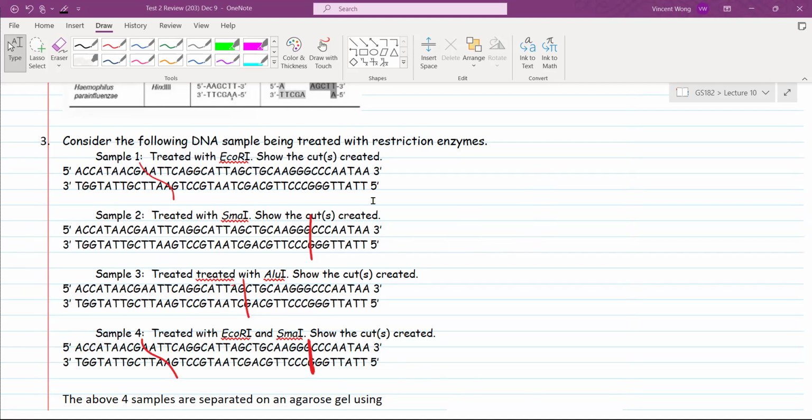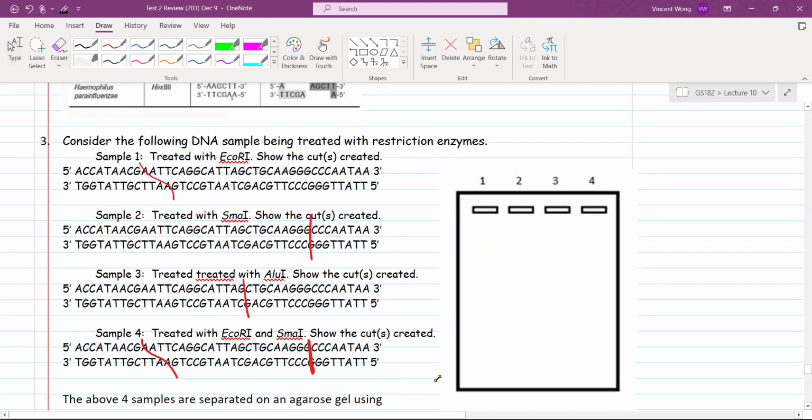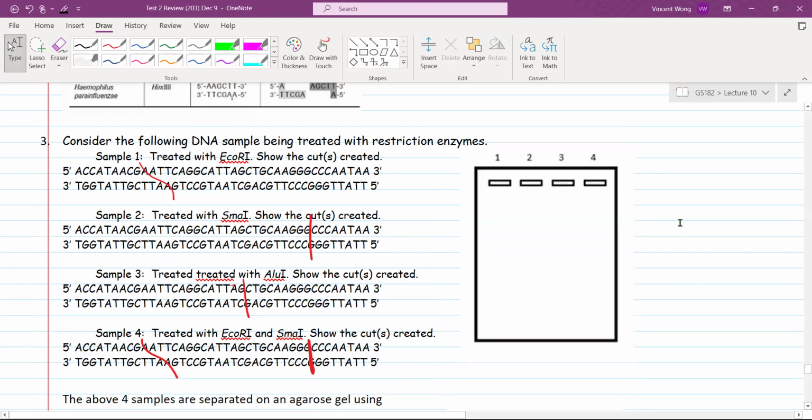And we have to load it on a gel. I'm just going to put it on the side here so it's easier to see. So sample number 1, we're going to have 2 fragments. Okay, one is longer than the other, so I'm just going to do it like this. Okay, 2 fragments.